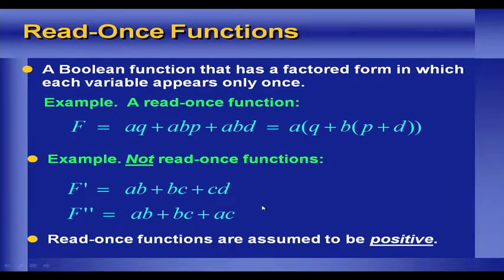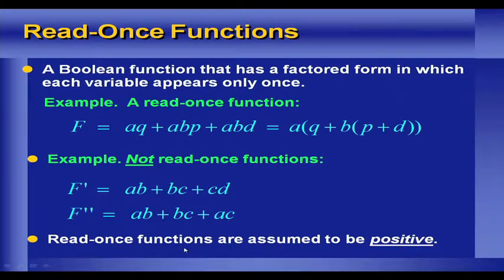Here are some examples of some non-read once functions. If I had the formula AB or BC or CD, you can try using pencil and paper to factor that. You will not succeed in factoring it so that each one of those four letters appears only once. Similarly, AB, BC, AC, you will not succeed. If you try to pull out the A, you'll be stuck. You won't be able to get rid of the two C's, etc.